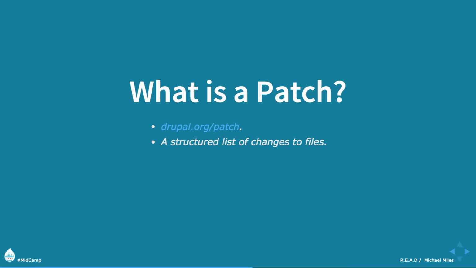But basically, a patch is a structured list of changes to files that are reapplicable to other files. So you make changes to files, you export what those changes were, you give that list of changes to somebody else, and they can recreate your changes on their version of the files.